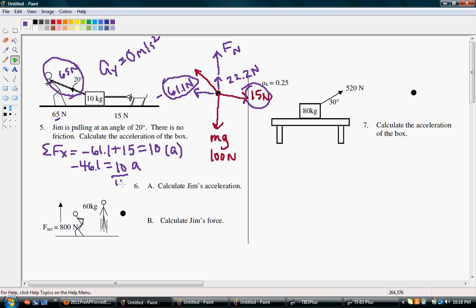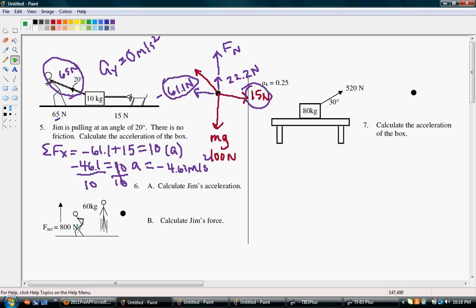Okay, well, if we divide both sides by the mass, we will get our acceleration, and it will end up being negative 4.61 meters per second squared. Alright, moving on to number 6. It says calculate Jim's acceleration and then calculate Jim's force.